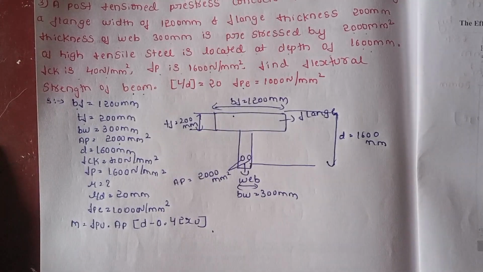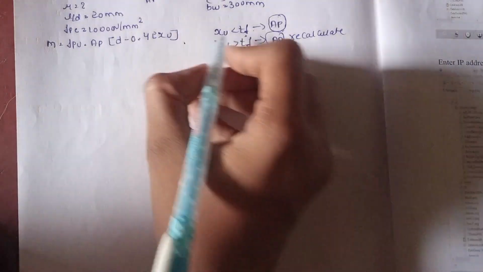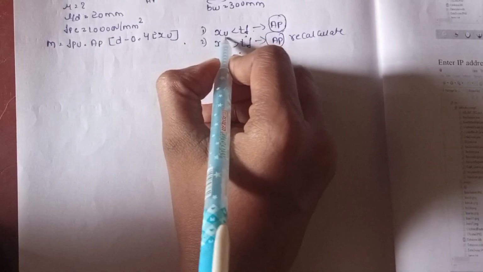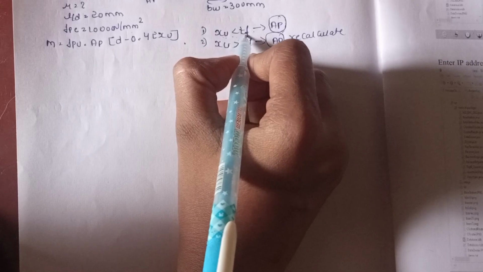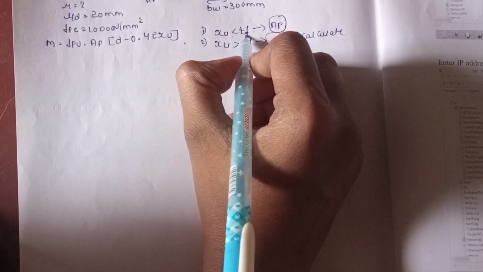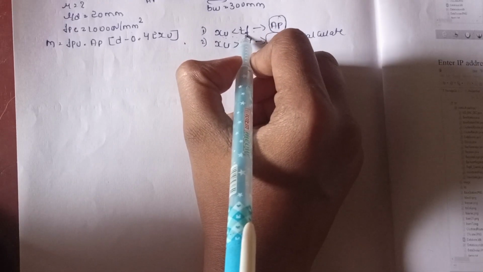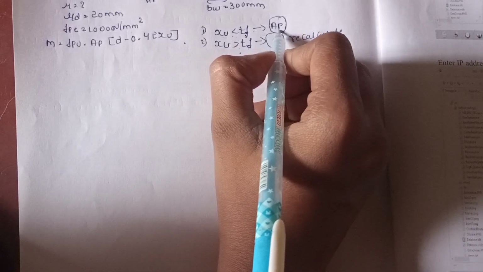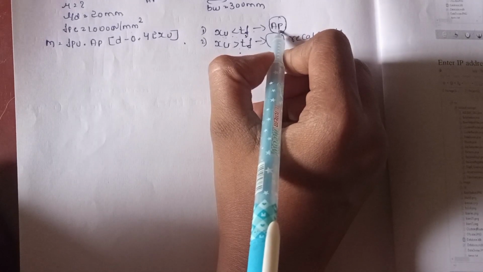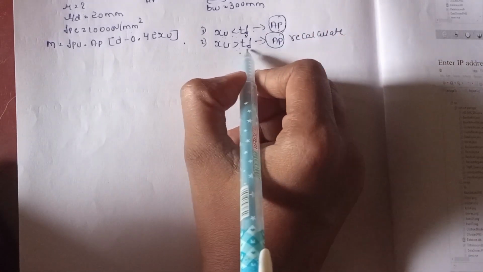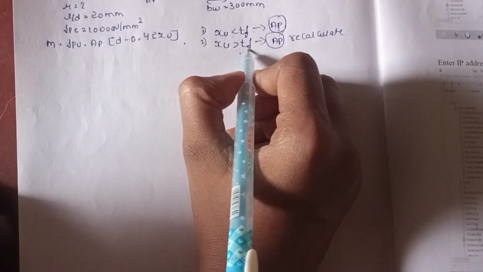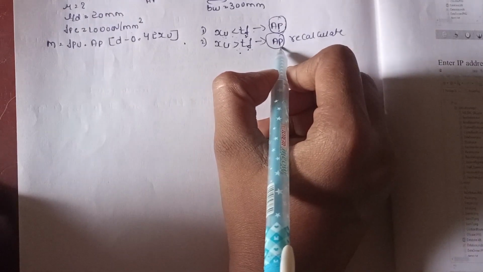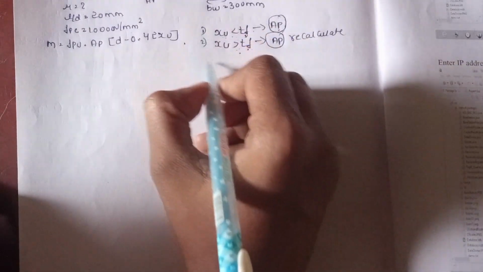Now the beam is given in the question. First find these two conditions. Condition number 1: if XU is less than TF, means neutral axis is less than thickness of the flange, then it is considered that the neutral axis is within the flange position. If neutral axis is within the flange position, then the area value is directly taken for finding the flexure strength of the beam. If XU is greater than TF, then it is considered that the neutral axis is within the web position, then recalculate the area value. These two conditions are important.